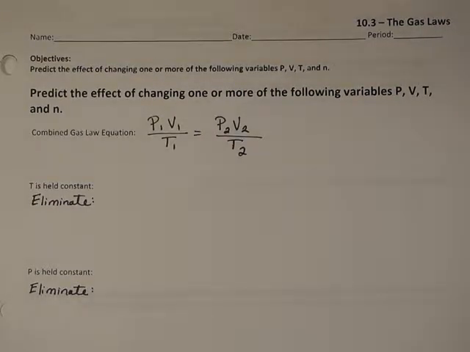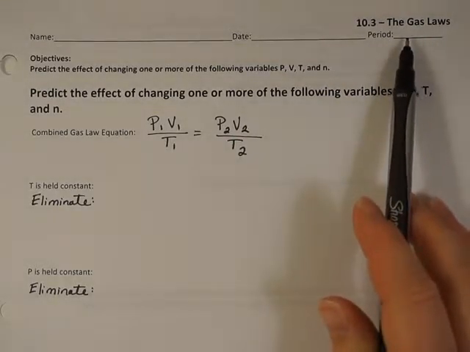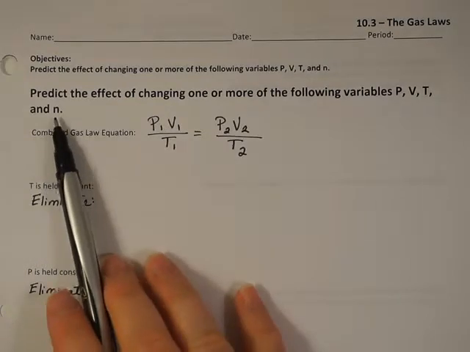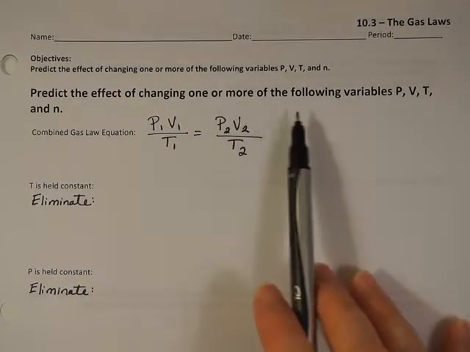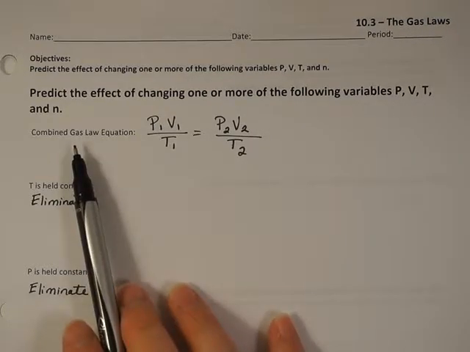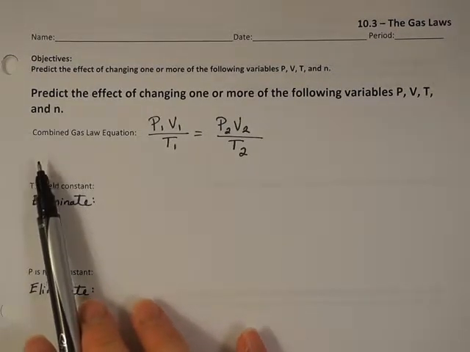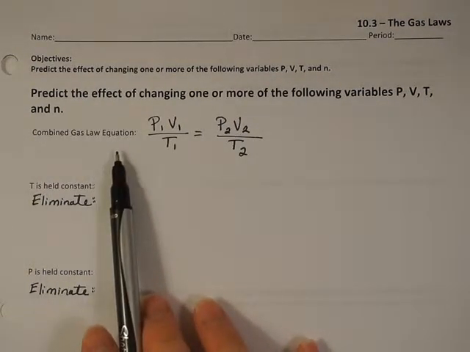Today we're going to go over the beginning of worksheet 10.3, the gas laws. The objective I'm going over right now is to predict the effect of changing one or more of the following variables: pressure, volume, temperature, and number of moles. The first equation we're going to be discussing is the combined gas law equation.